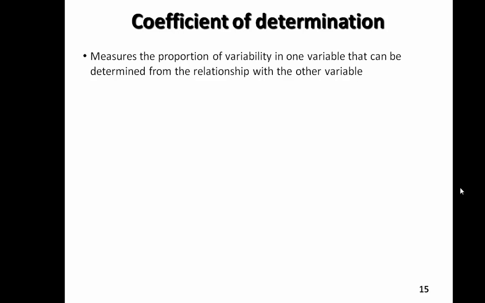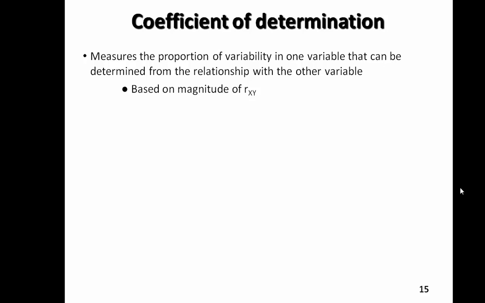In this lecture, we're going to introduce the next extension of the correlation coefficient, and that's regression analysis. And the main statistic used in regression analysis is what's called the coefficient of determination. And this statistic assesses the degree to which the variability in one variable can be determined from the variability in the other variable.